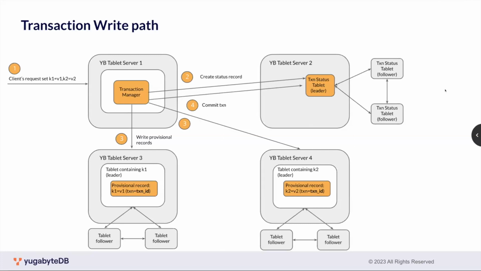And then when you finish writing the provisional records, it is going to commit the transaction. So it's going to update the status in the transaction status tablet. And then you will ack to the client. Then what happens after, asynchronously, is that you will convert those provisional records to permanent. Of course, the client doesn't know whether it's a provisional record or not. It will do that in the background.